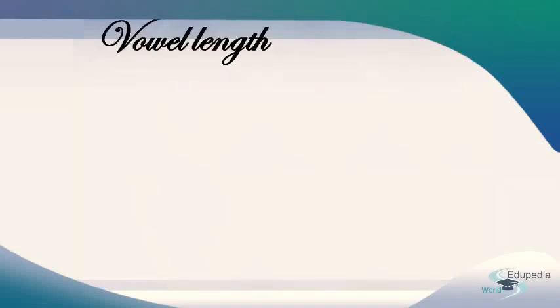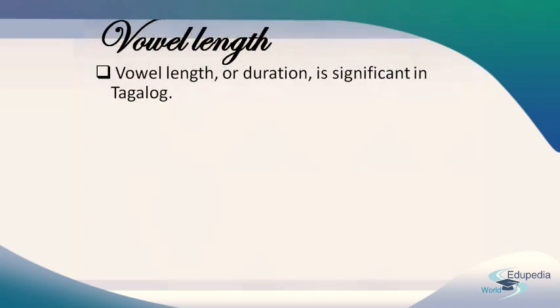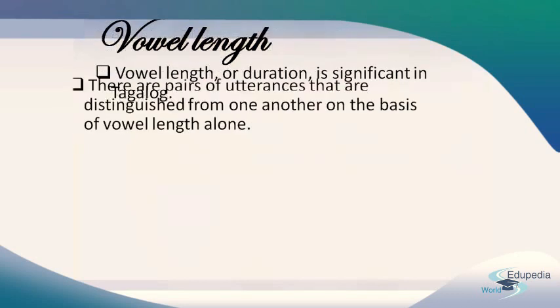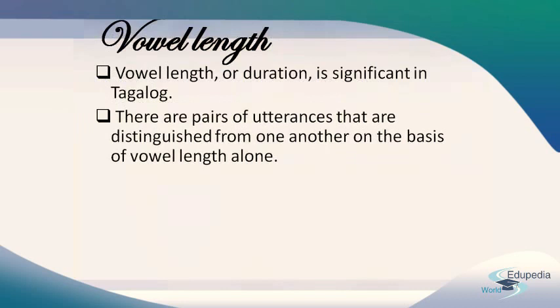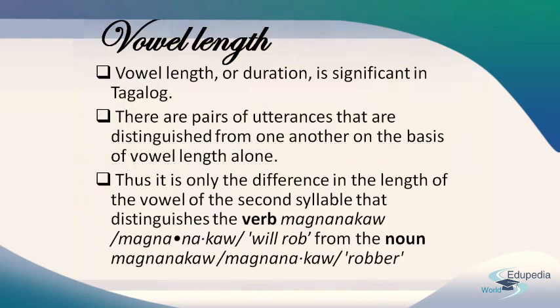This time we're going to discuss vowel length. Vowel length or duration is significant in Tagalog. There are pairs of utterances that are distinguished from one another on the basis of vowel length alone. Thus, it is only the difference in the length of the vowel of the second syllable that distinguishes them.